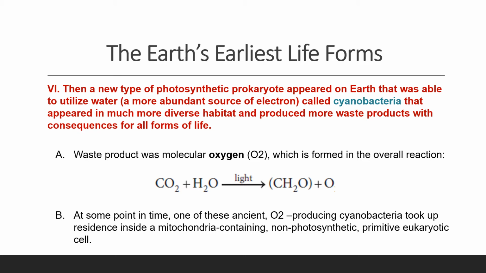So if an organism is going to carry out oxygen-releasing photosynthesis, it has to generate a very strong oxidizing agent as part of its photosynthetic metabolism in order to pull tightly held electrons from water. At some point in time, one of these ancient oxygen-producing cyanobacteria took up residence inside a mitochondria-containing non-photosynthetic primitive eukaryotic cell.